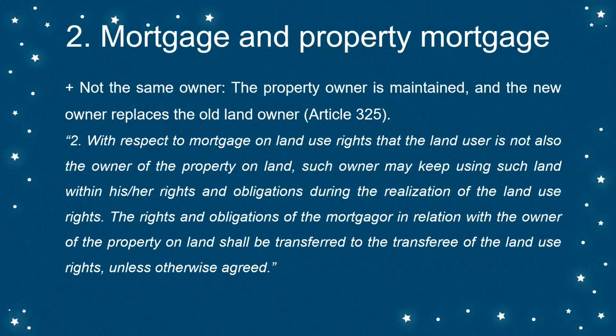Not the same owner. The property owner is maintained and a new owner replaces the old land owner. Article 325: with respect to mortgage on land use right where the land user is not also the owner of property on land, such owner may keep using such land within his or her right and obligation during the realization of the land use right. The right and obligation of the mortgagor in relation to the owner of property on land shall be transferred to the transferee of the land use right unless otherwise agreed.